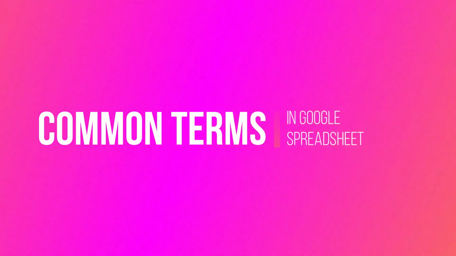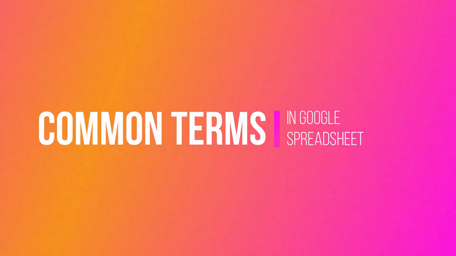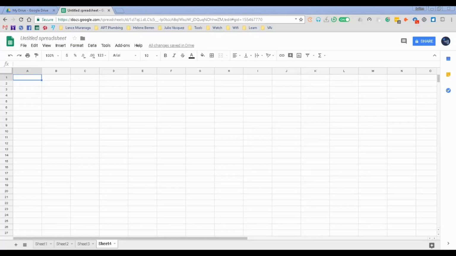Let's talk about some of the common terms used in Google Spreadsheet. To kick things off, let's cover some spreadsheet terminologies to help you understand these terms that we're going to use in this lesson as well as in the next lessons that we'll have. So the first thing that we'll try to understand today is the word cell, C-E-L-L.